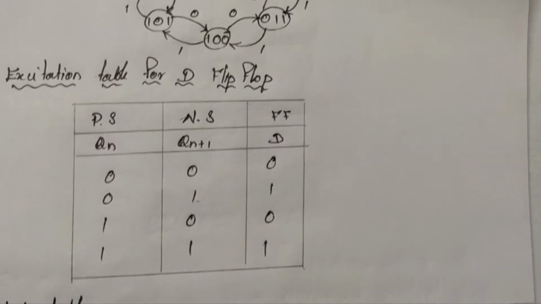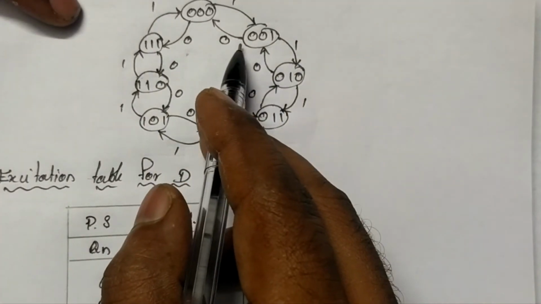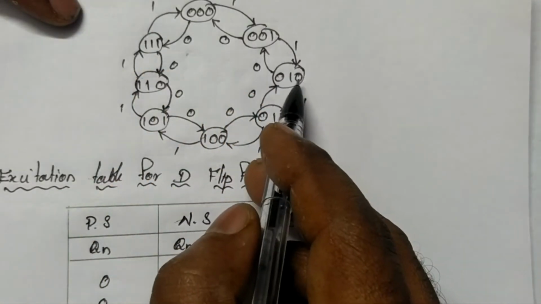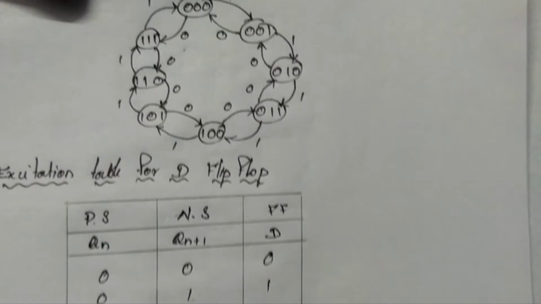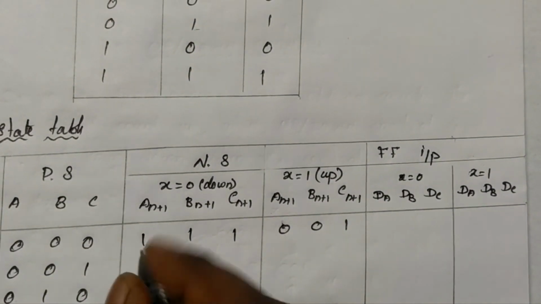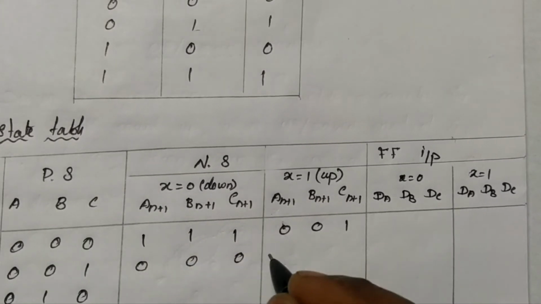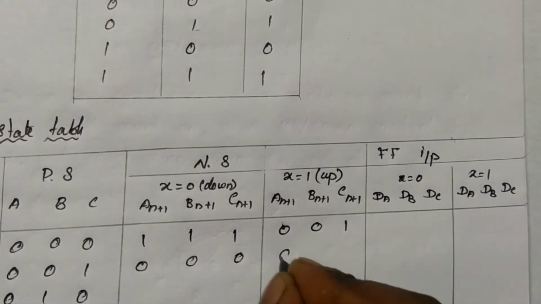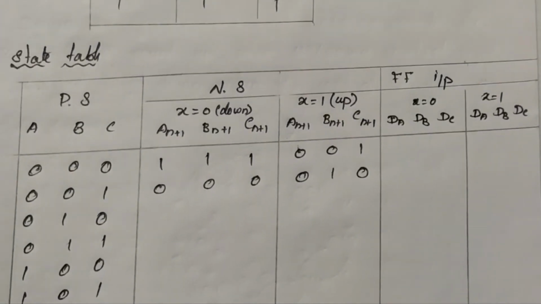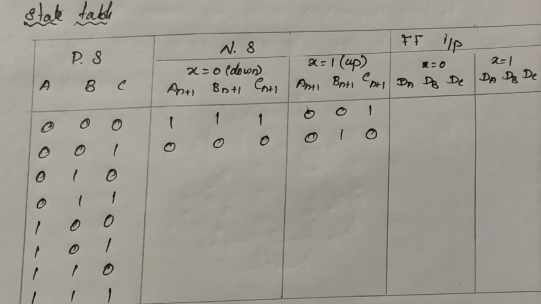Likewise from the present state 0 0 1, if the input is 0 it moves to the state 0 0 0. If the input is 1 it moves to 0 1 0. Likewise, we can go for the remaining values.